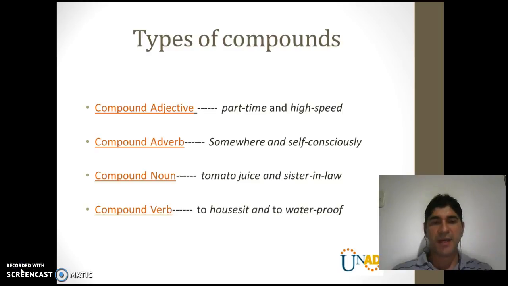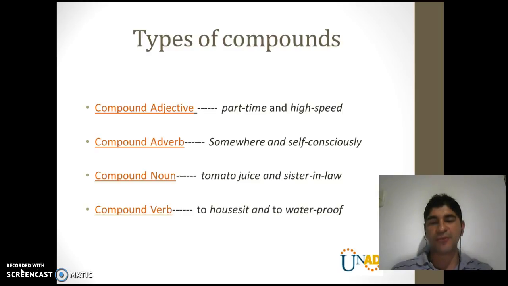Next, we have the compound adverb, which is basically what modifies the action or the adjective. In this case, I have two examples. One is somewhere, and the hyphenated self-consciously. We can say that we have two words. For example, the first one, some and where, and then the next one, which is the hyphenated self, referring to us, and finally consciously.